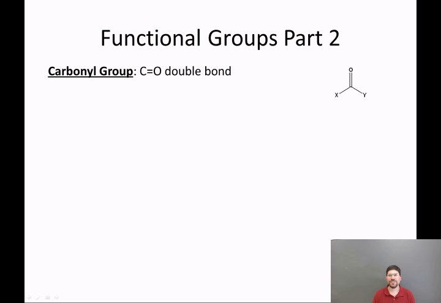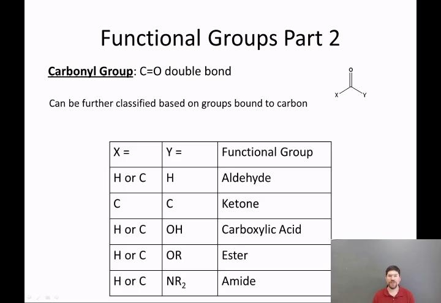So here's a picture of a carbonyl group, a C double bond O, and then of course the carbonyl carbon, as we call it, can have two other groups bound to it. I'm just going to give them the generic letters X and Y because we can further subclassify carbonyl groups depending on the identity of the groups X and Y. So you're going to need to know all of these other specific carbonyl group subclassifications. You have the aldehyde, the ketone, the carboxylic acid, the ester, and the amide.